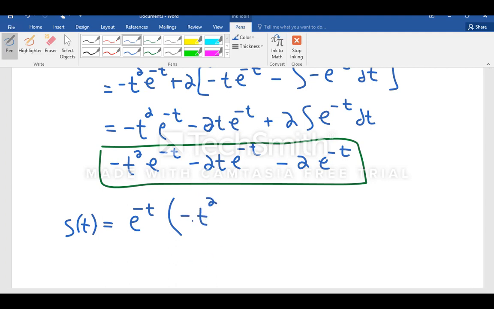And actually, you know what I could do? I could factor that negative out as well. Let's go ahead and do that. And then I'm going to have positive t squared plus 2t plus 2 is our result. So there's our final form of our position. All right, so there's some examples illustrating integration by parts.